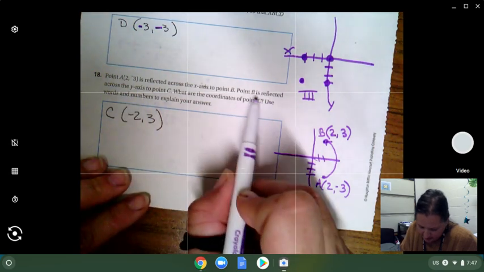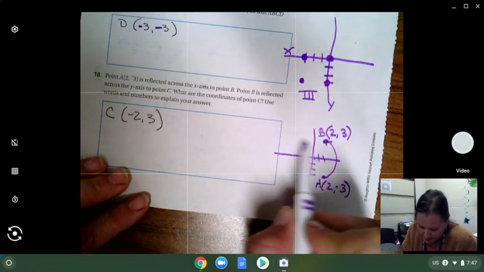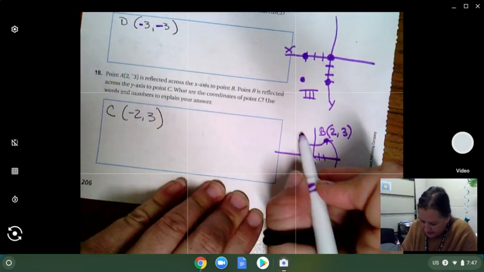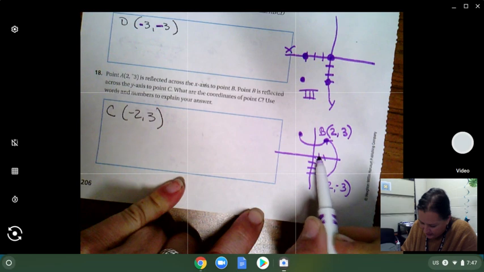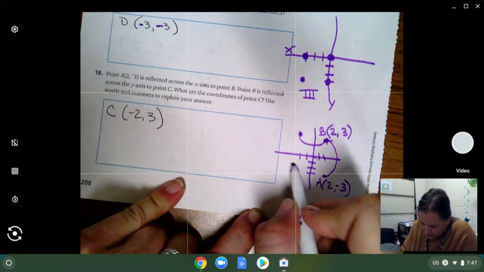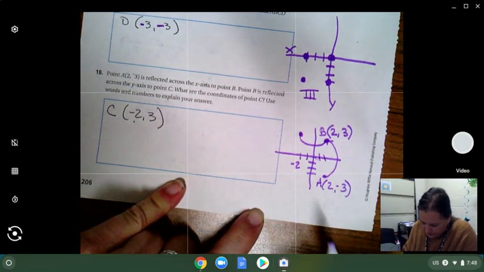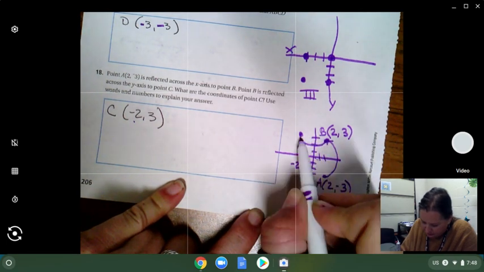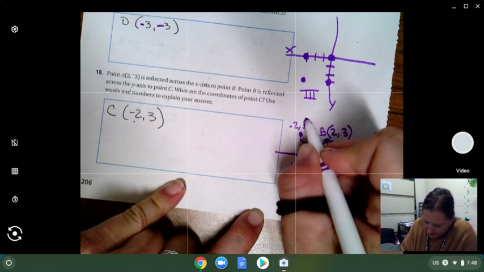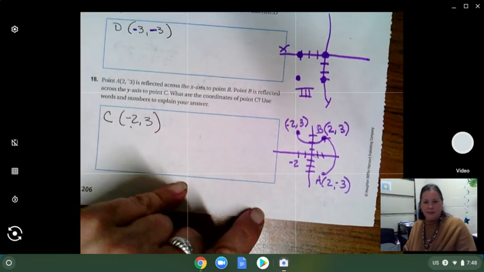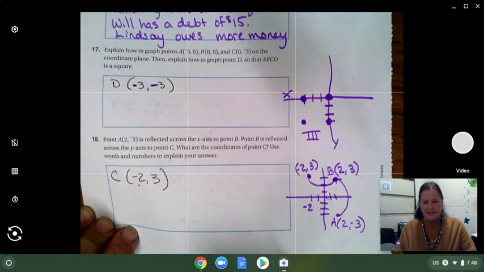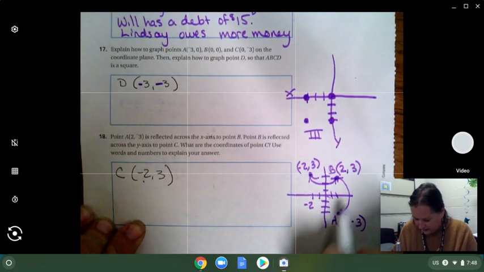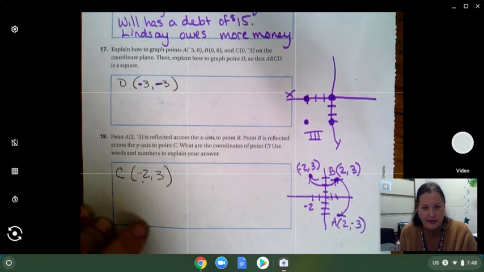And then it says point B is reflected across the y-axis to point C. What are the coordinates of point C? So first we look, if we went a positive 2 here, we must go to the negative 2, which is our x coordinate. And then we went up 3, 1, 2, 3 for these 2 points. So it would be a negative 2, comma 3 is our point C. So a couple reflections there. All right. You don't have to write those little spot arrows in. I'm just putting them in so I can kind of show you where to go.